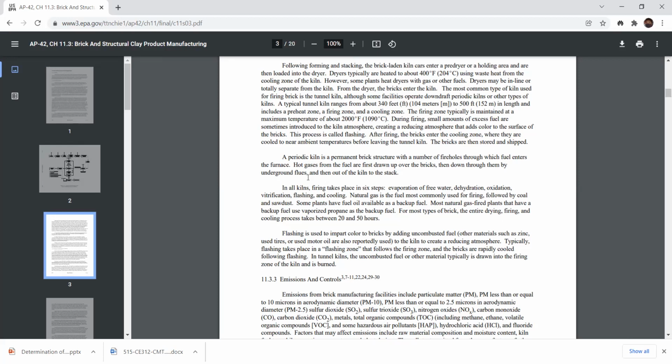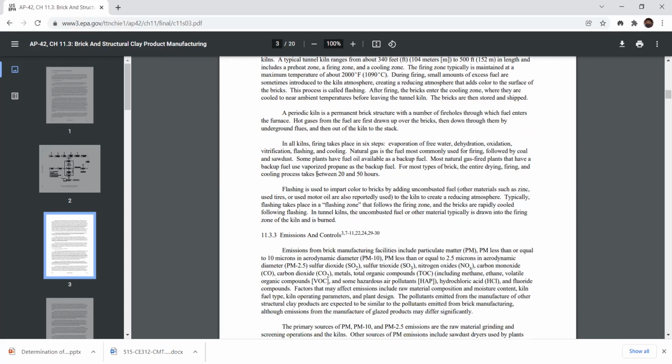After firing, the bricks enter the cooling zone where they are cooled to near ambient temperature before leaving the tunnel kiln. The bricks are then stored in the yard. The periodic kiln is a permanent brick structure with a number of firewalls through which fuel enters the furnace. Hot gases from the fuel are first drawn up over the bricks, then down through them by underground flues, and then out of the kiln through the stack.